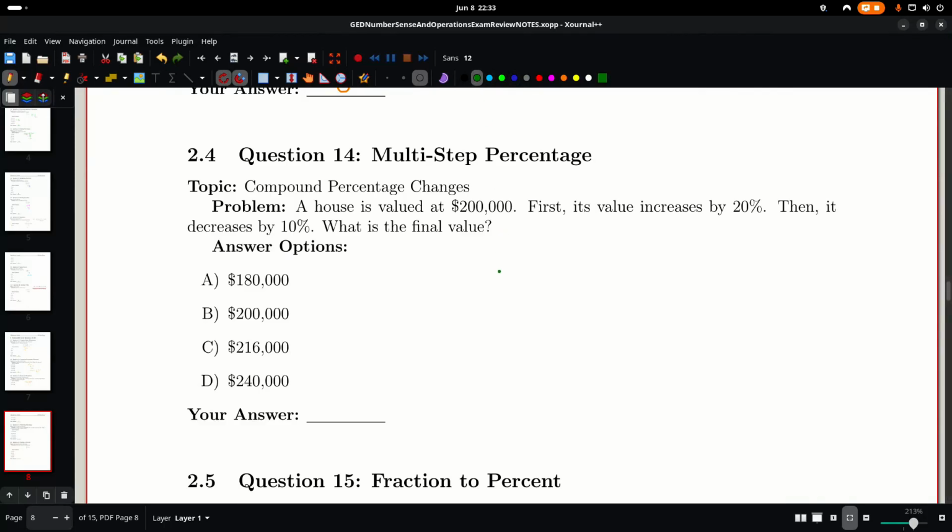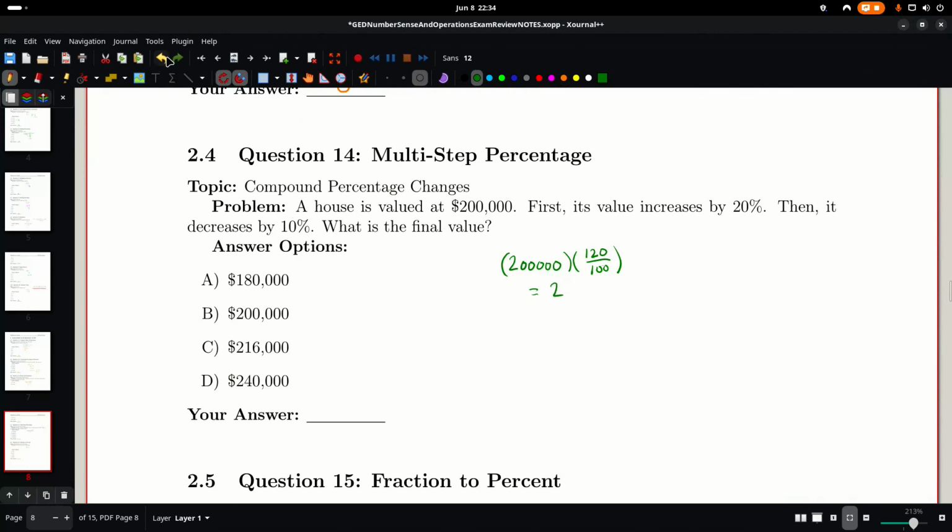So initially, we have $200,000, like so, and its value is going to increase by 20%. So that means we have to multiply by 120 over 100. That's what that means, because percent means over 100. So we have 200,000.